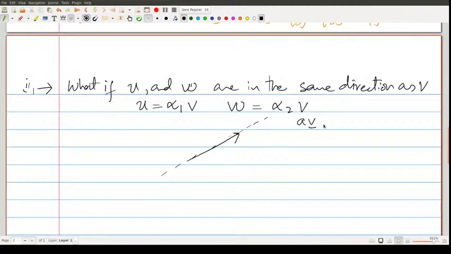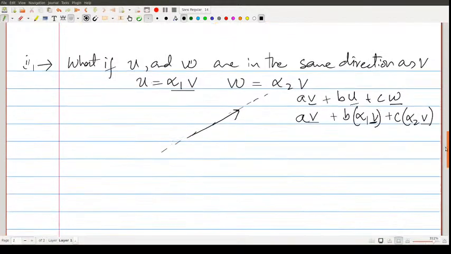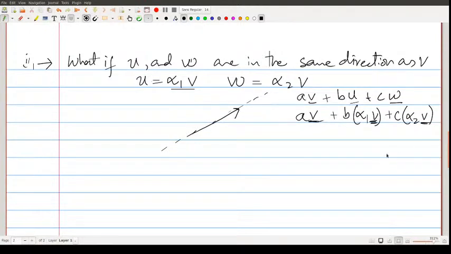So when I take a linear combination, it can be A times V plus B times U plus C times W. Since U and W are in the same direction as V, I can replace U with alpha 1 V and W with alpha 2 V, plugging these into the linear combination: A V plus B alpha 1 V plus C alpha 2 V. Since all of them are scalar multiples of V, I can take vector V common, using vector addition rules, to get (A plus B alpha 1 plus C alpha 2) times V. If I call this whole number alpha star, then the whole thing is just alpha star times V, because A, B, alpha 1, and alpha 2 were all numbers, and adding them together gives another number.